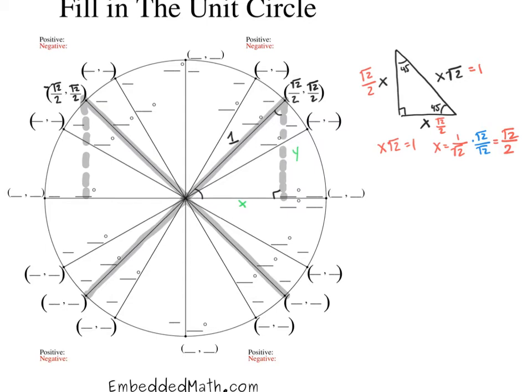If we move down to our third quadrant, here both our x and our y values are negative. So this will be negative square root of 2 over 2 and negative square root of 2 over 2. We go into our fourth quadrant, x is positive, y is negative, so this is going to be square root of 2 over 2 and negative square root of 2 over 2. So there's our quadrants there.